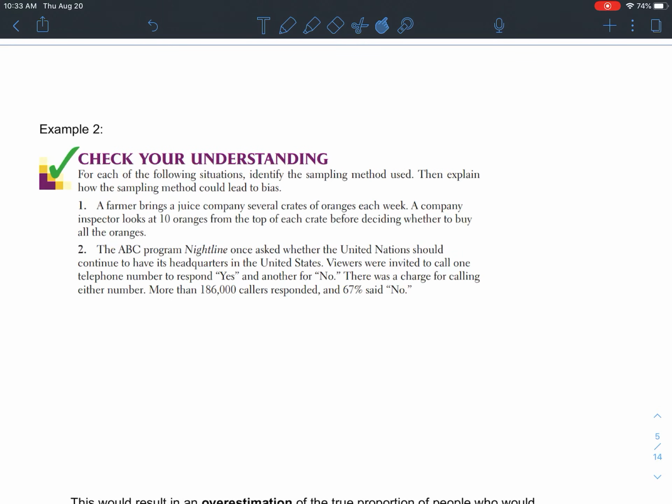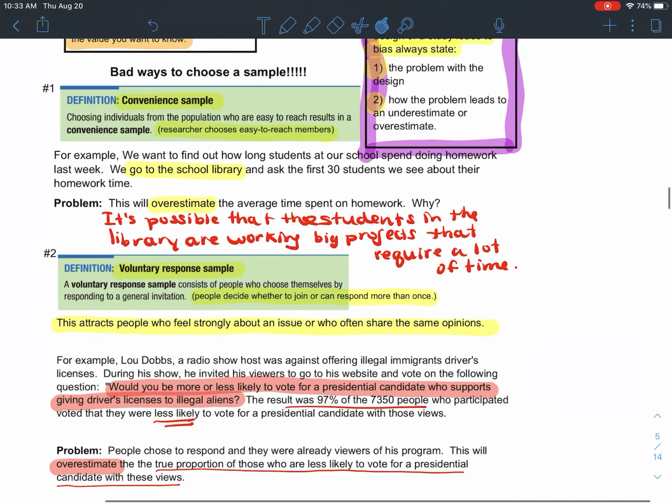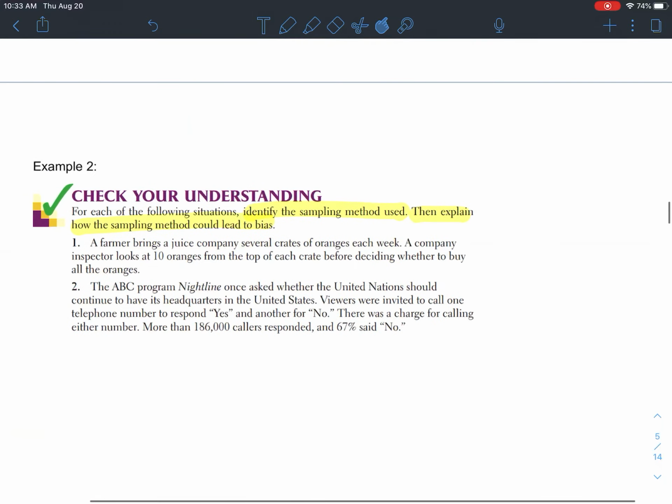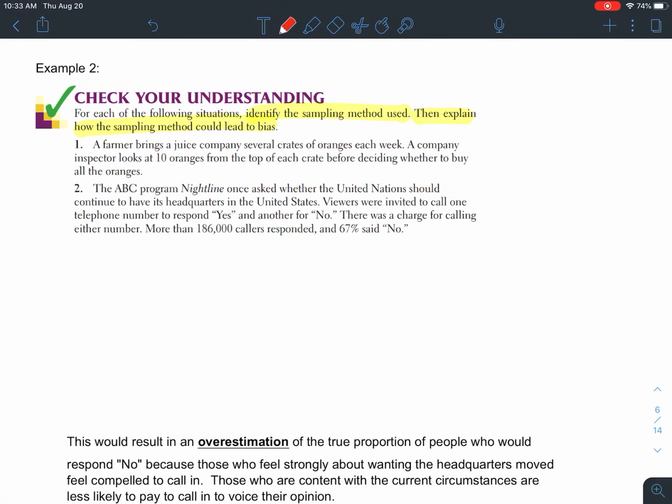Okay, so let's go ahead and look at this example here. They are wanting us for this to identify the sampling method that is used and then explain how the sampling method could lead to bias. Okay, and these are bad sampling methods. So our options are either going to be that a convenience sample was used or a voluntary response sample was used. Okay, so here it says a farmer brings a juice company several crates of oranges each week. A company inspector looks at the 10 oranges that are in the top of each crate before he decides whether to buy all of the oranges.